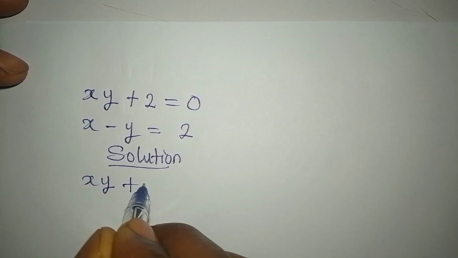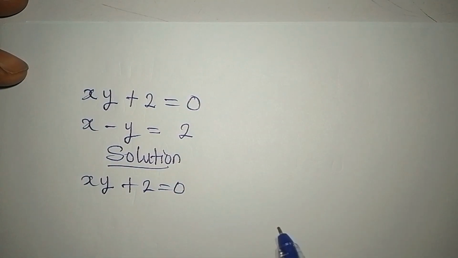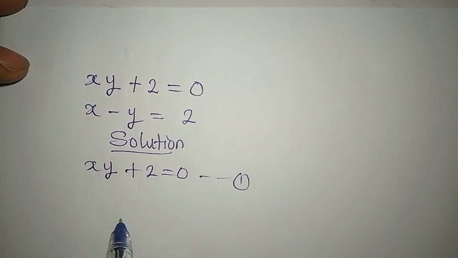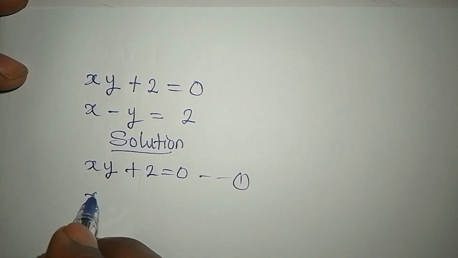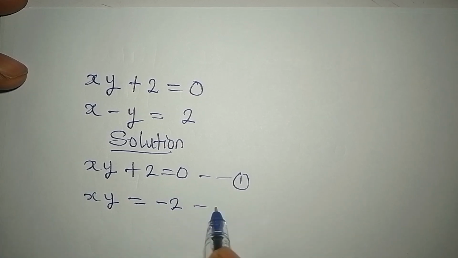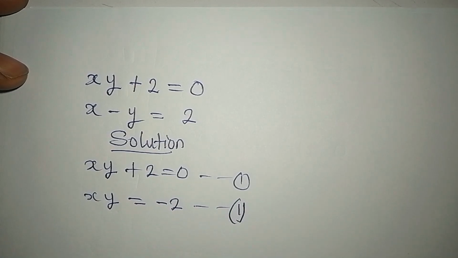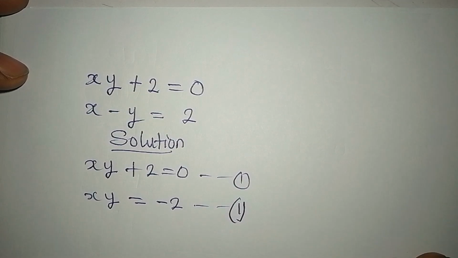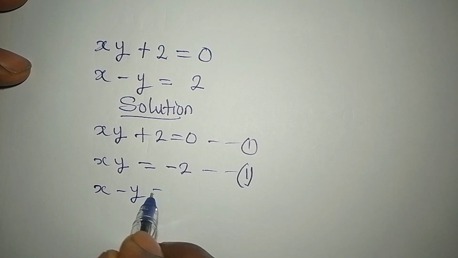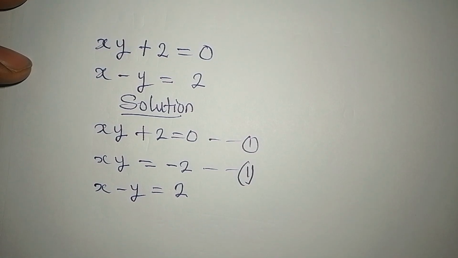xy + 2 = 0. This is our equation 1. But I can work on this equation 1, so I have xy to be equal to negative 2. Let me still call this equation 1. And then our equation 2 is x − y = 2.